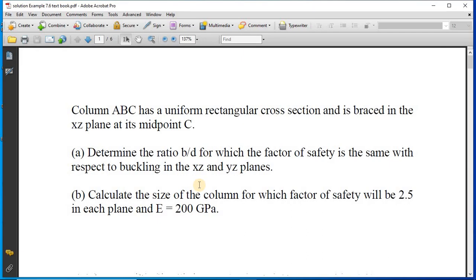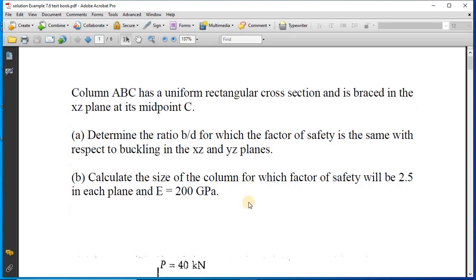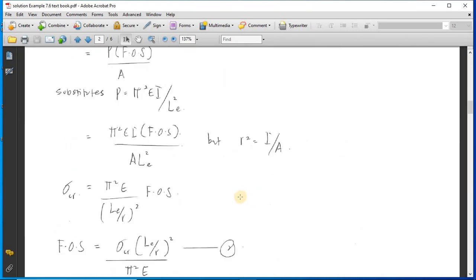In part B, we need to calculate the size of the column for a given factor of safety, FoS, which is equal to 2.5, and E, the Young's modulus of the column, which is equal to 200 GPa. Let's discuss this part in detail by looking at the solution.